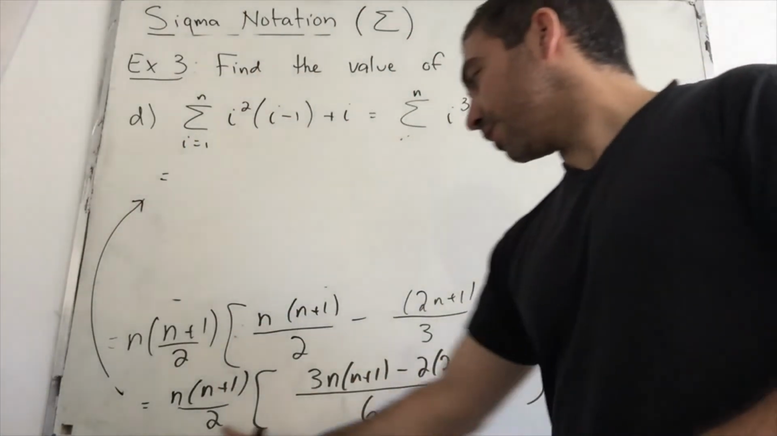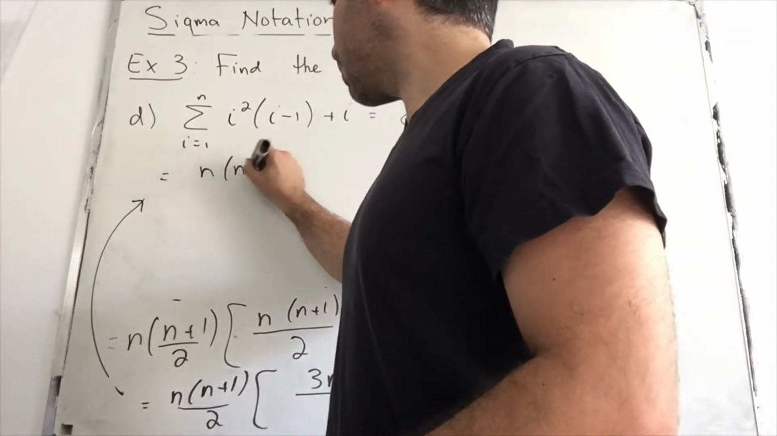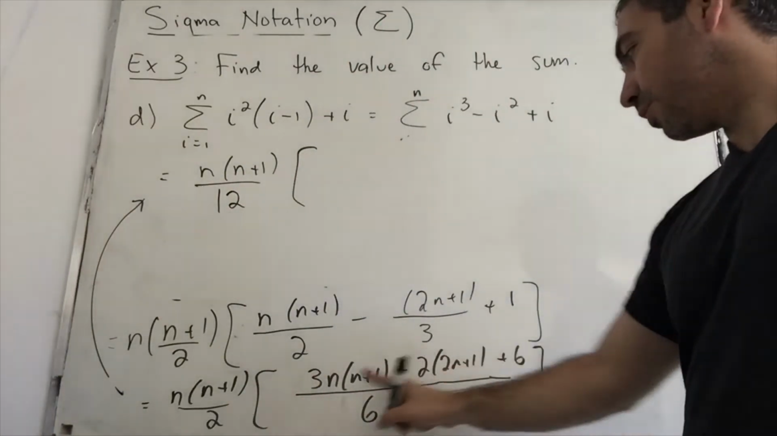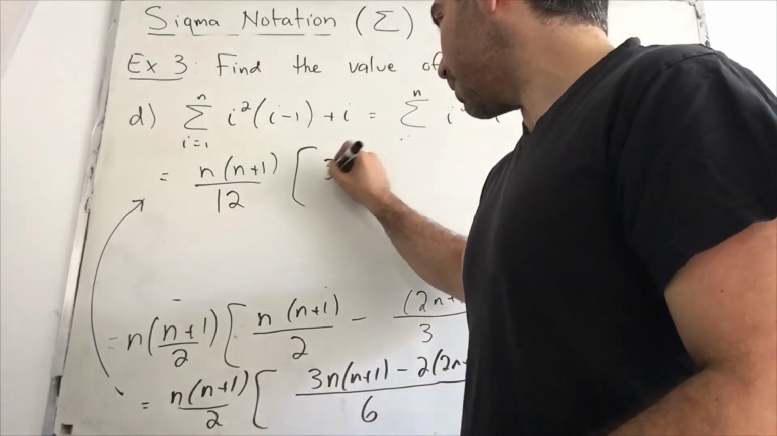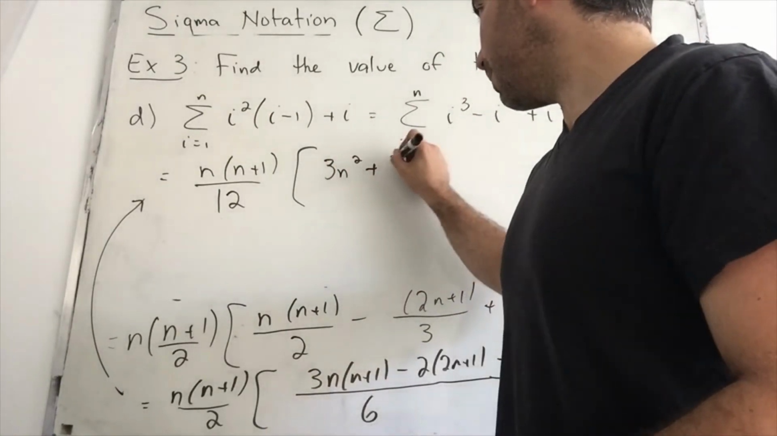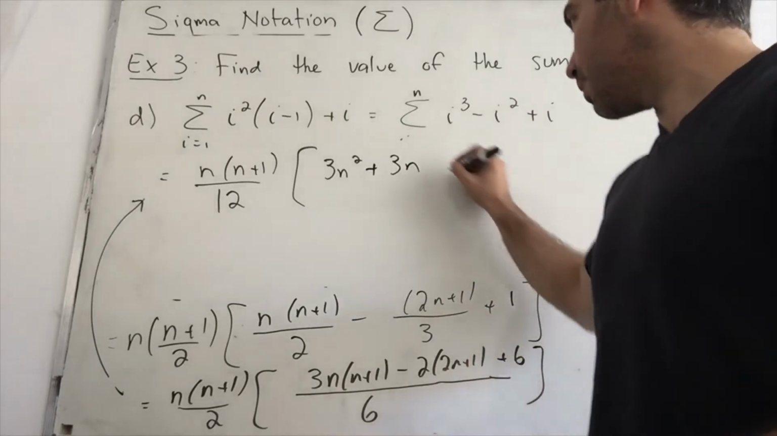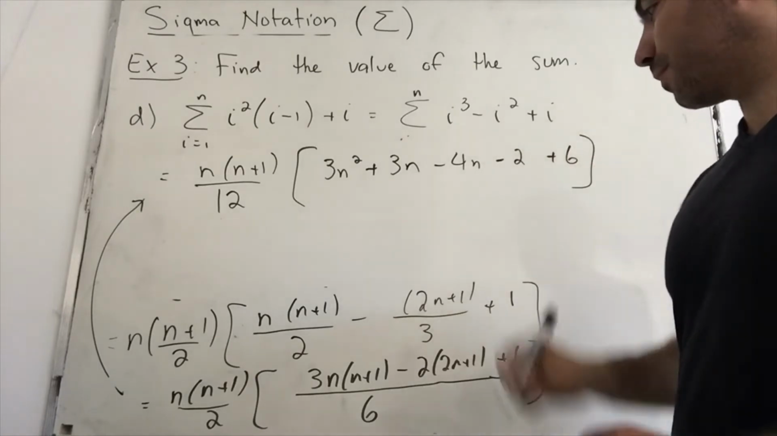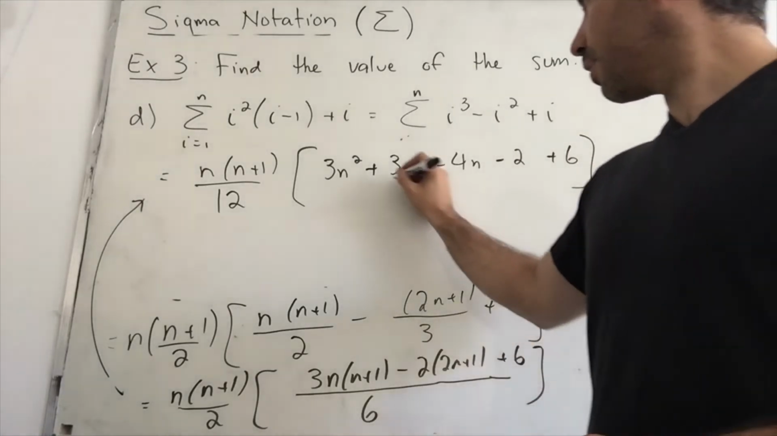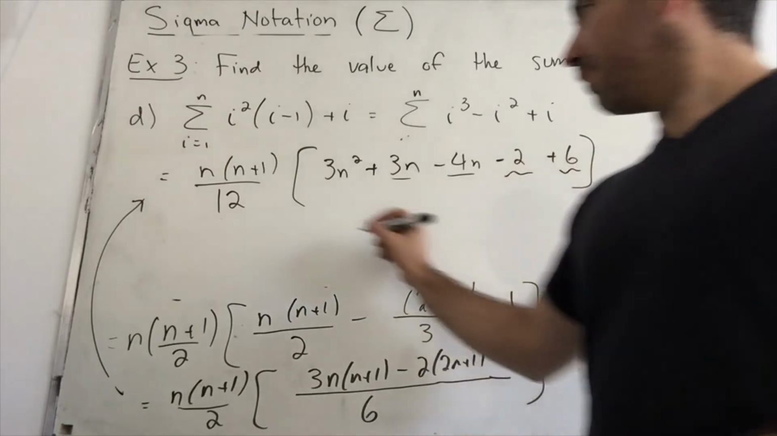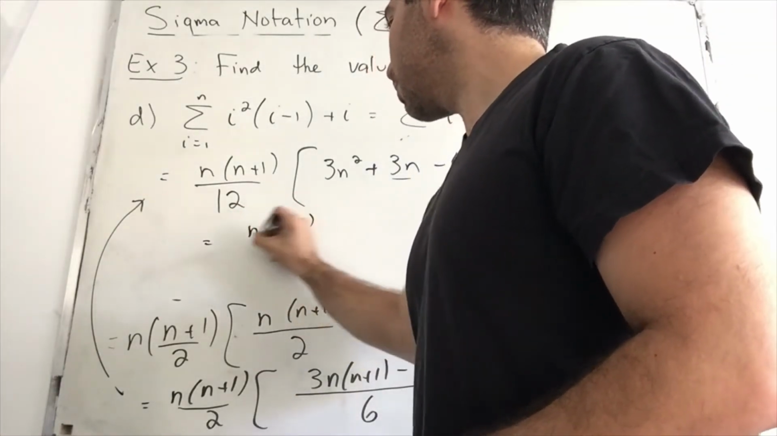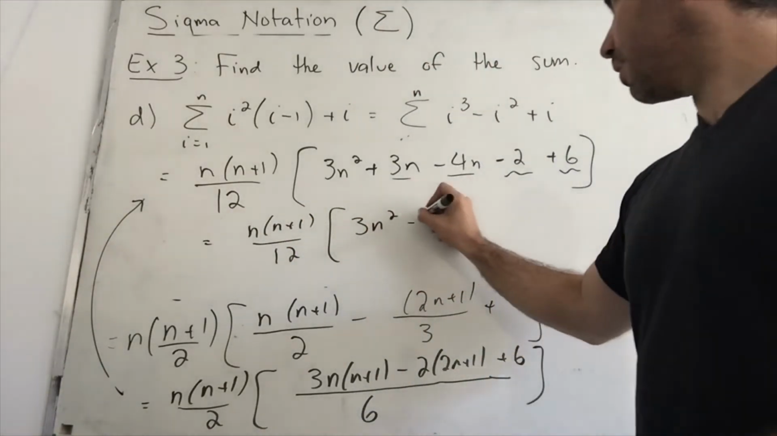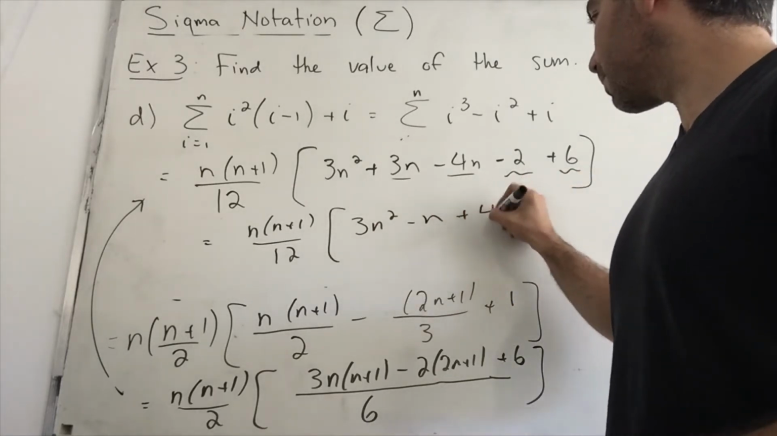So here I'm just going to factor out the 6 on the bottom. So we have n plus 1, and then here we have 2 times 6, which is 12. And what are we left with in here? So we're left with 3n times n, which is 3n squared. 3n times 1 is 3n. Negative 2 times 2n is minus 4n. And then minus 2 times 1 is minus 2. And then plus 6. Okay. So here we could simplify, combine like terms, giving us (n plus 1) over 12. And in brackets here, 3n squared minus n plus 4.